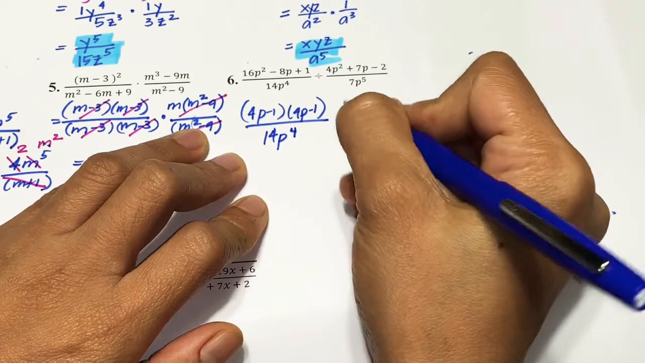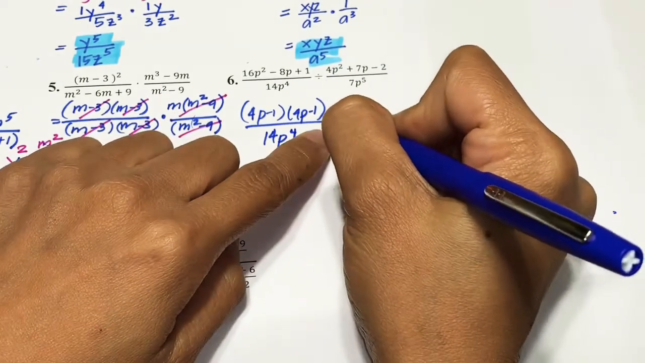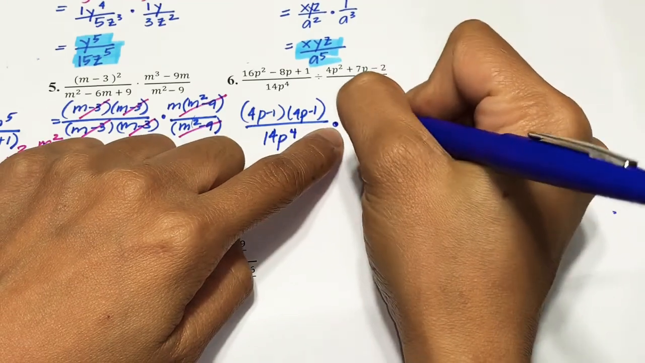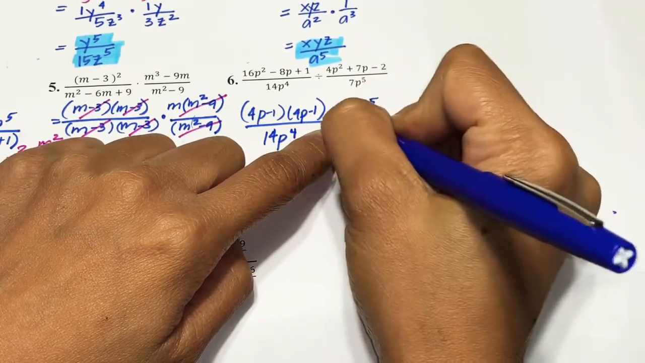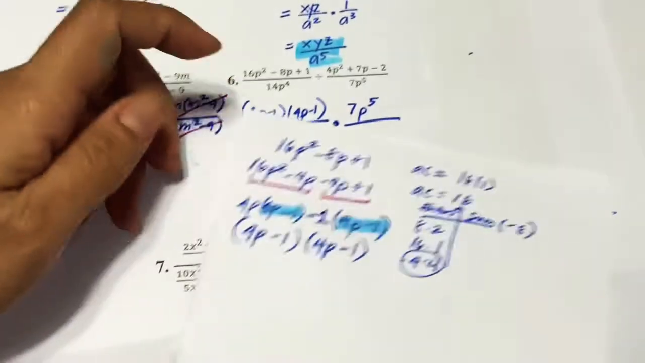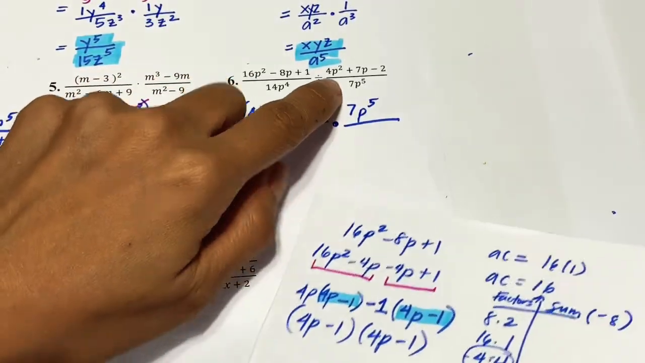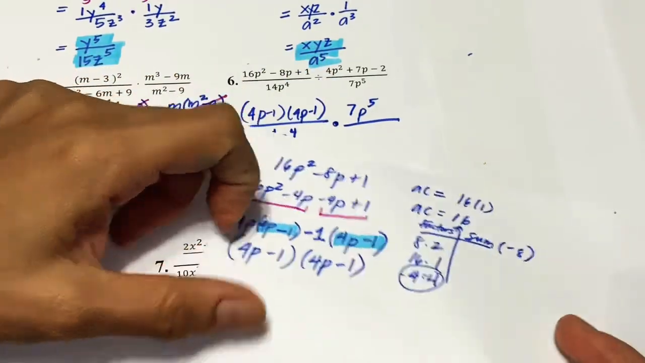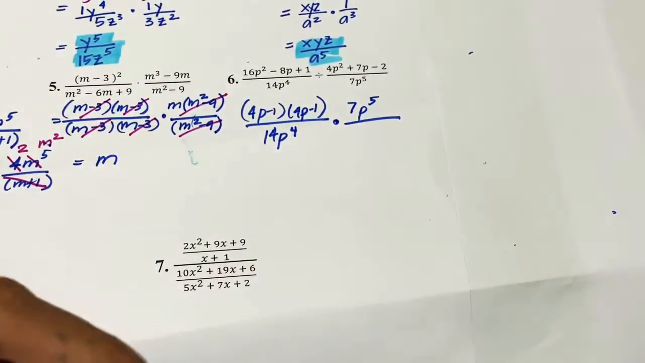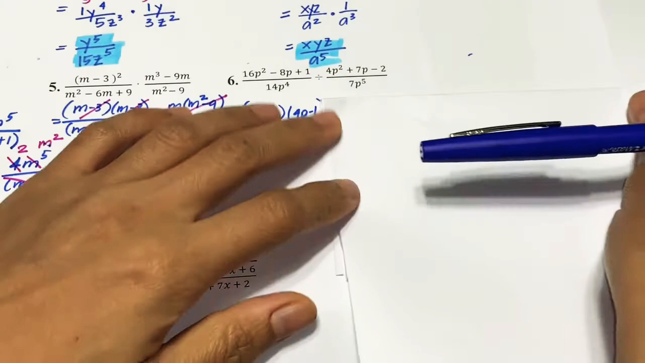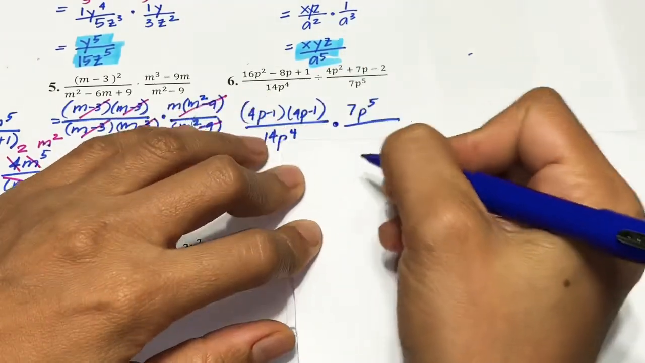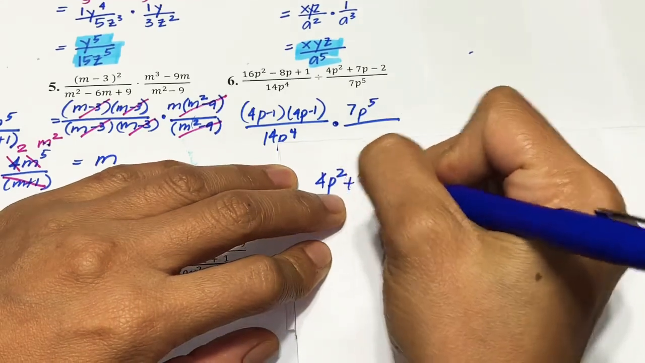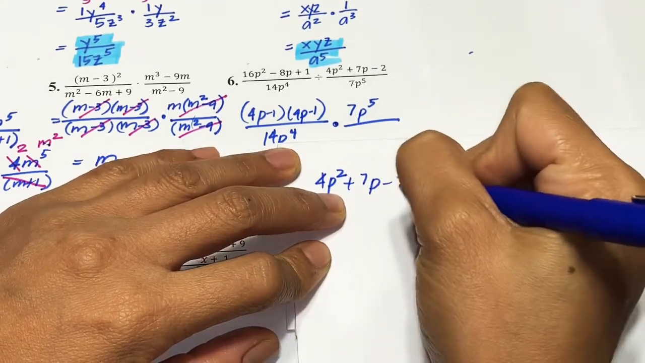Okay, this is divide right here. So you do the reciprocal. So 7p to the 5th in the numerator, the denominator. Again, because the coefficient is larger than 1, let's use the AC method. Do this on a scratch paper. So 4p squared plus 7p minus 2.